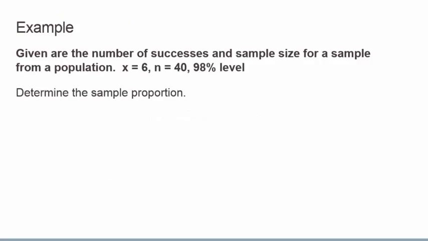Example: given are the number of successes and sample size for a sample from a population. X equals 6, N equals 40, 98% level. Determine the sample proportion. First, we want to find P hat. P hat equals X divided by N. Substituting, 6 divided by 40, which is 0.15.